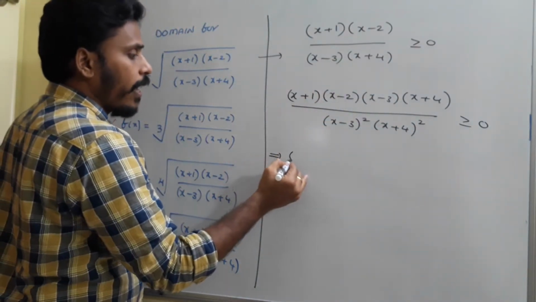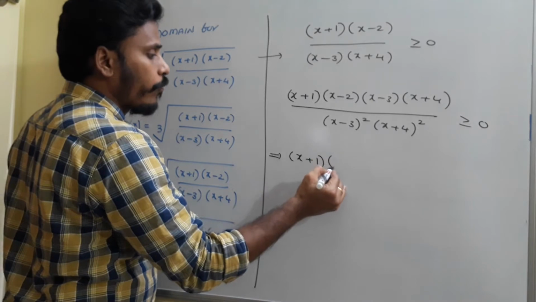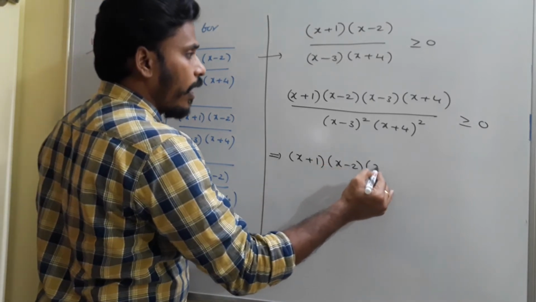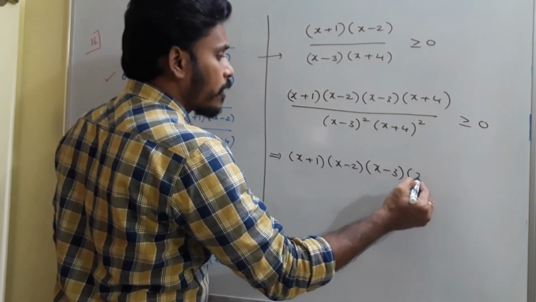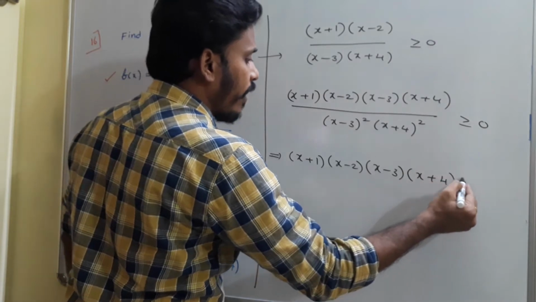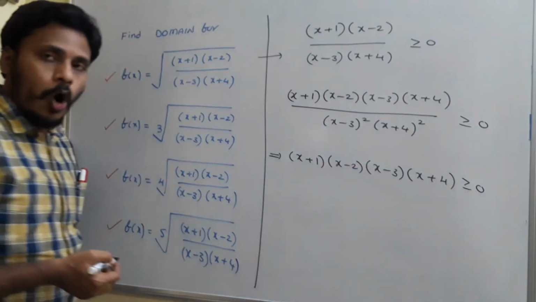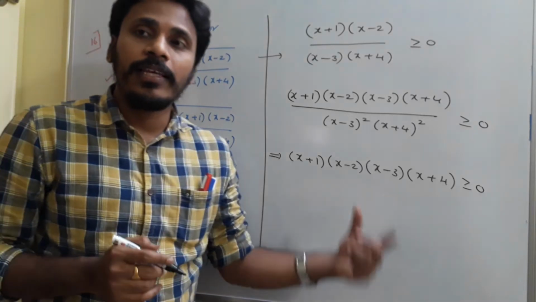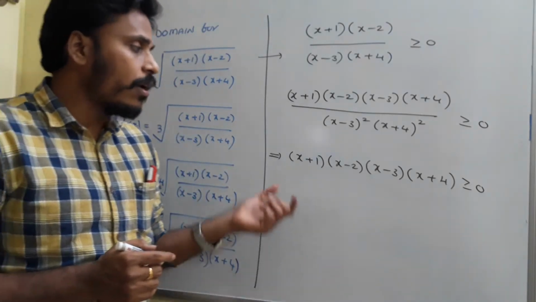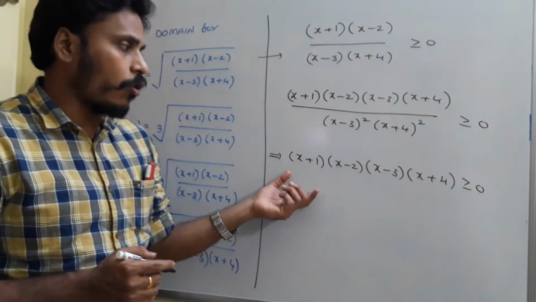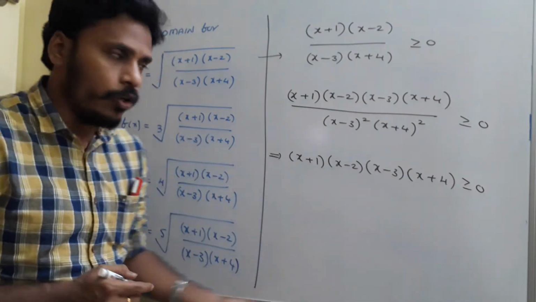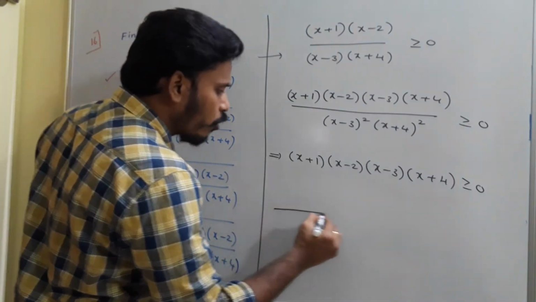Since the fraction is given as greater than or equal to 0 and the denominator is positive, the numerator must be non-negative. That implies (x plus 1)(x minus 2)(x minus 3)(x plus 4) is greater than or equal to 0. Now how do we find the values of x if this product of the factors is greater than or equal to 0? To solve this, we use a technique.